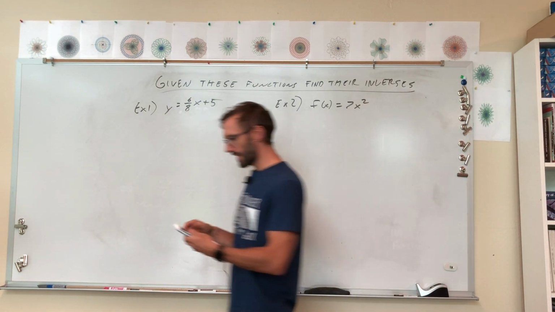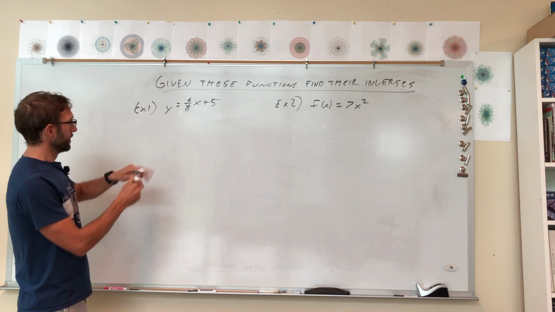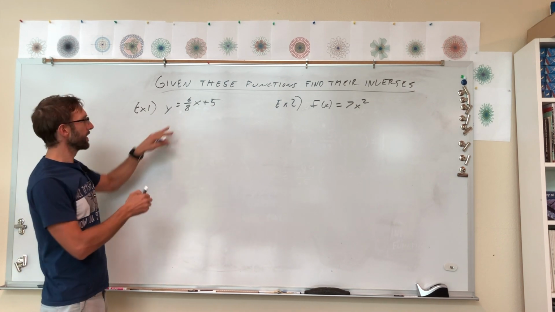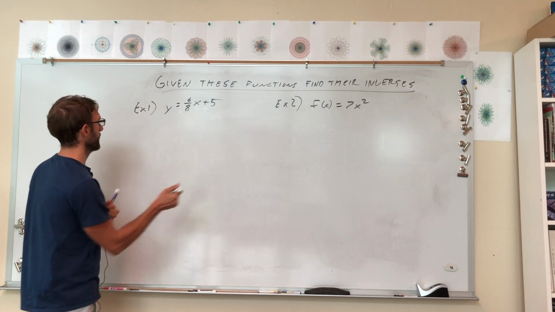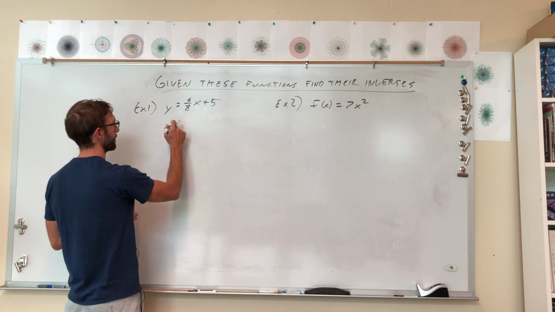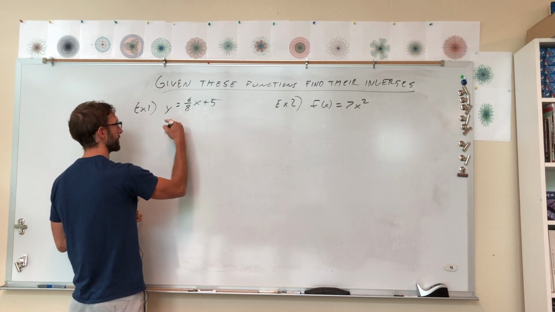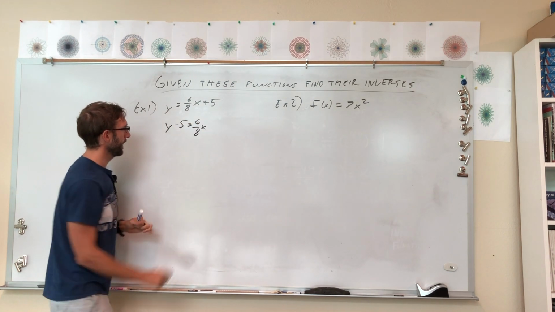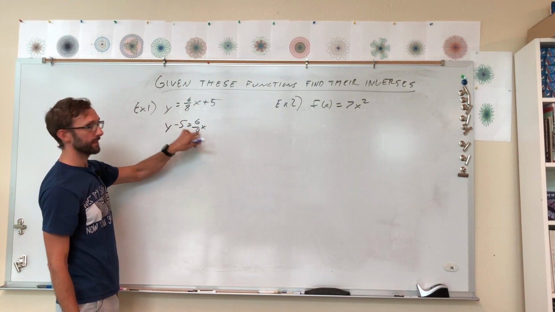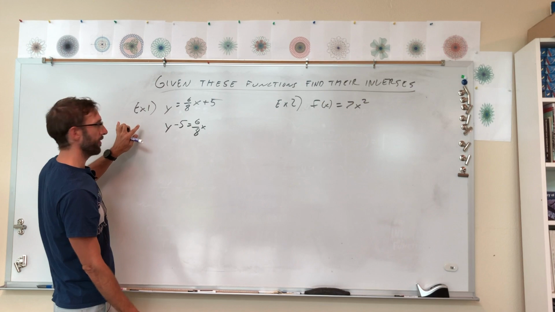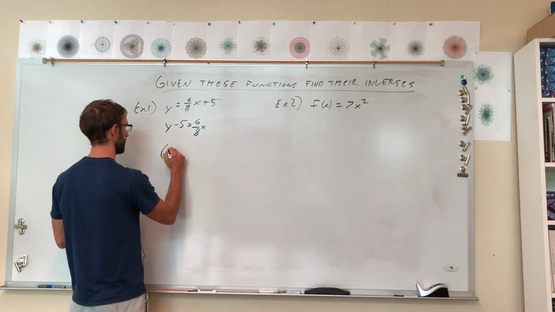All right, so here you go. Let's try these out. So what we're trying to do is basically undo this function, so we'll kind of unpack it. We're going to subtract 5 here, because instead of adding, we're going to subtract. Okay, so now we have 6/8 x, and to get rid of that, I'm going to multiply the whole thing by 8/6.